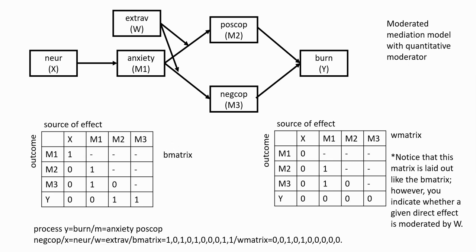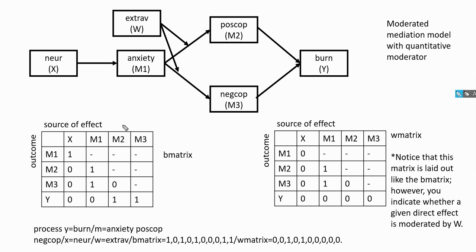So really briefly though, let's take a look at our model. So in this case right here, we have extroversion being proposed as a moderator of the effect of anxiety on positive coping, and also a moderator of the effect of anxiety on negative coping right here. So these two paths are proposed to be moderated by extroversion. So when it comes to our syntax, what we'll need is not only the B matrix that we have right here, but we're also going to need a W matrix, because we're going to be using the W matrix statement in conjunction with the B matrix statement right here.